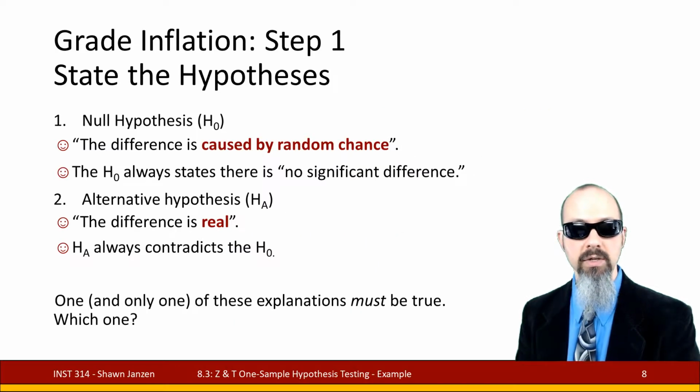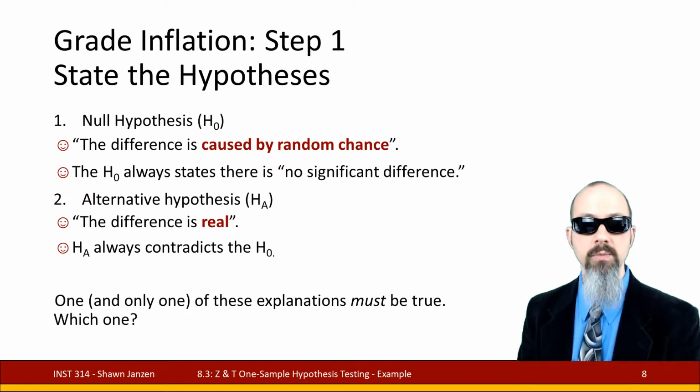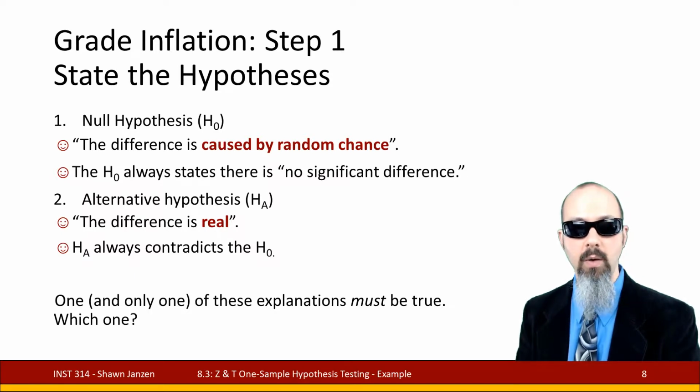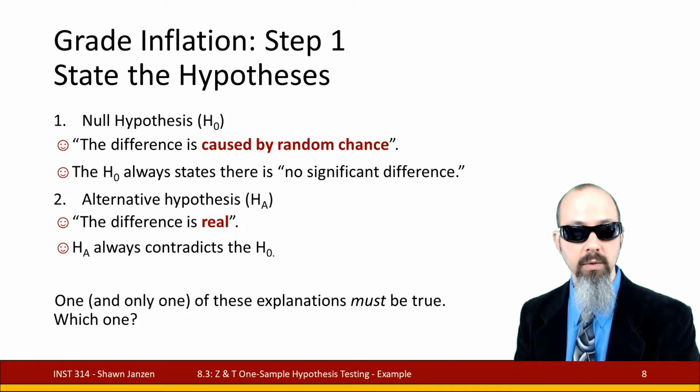So let's go ahead and construct some hypotheses. The null hypothesis is the one where we're saying there's no difference between them. This difference is just random chance. And so the alternative is going to say the difference is real. It's always going to contradict the null hypothesis. Only one of these can be true. Which one, we're going to use the test to help us determine.